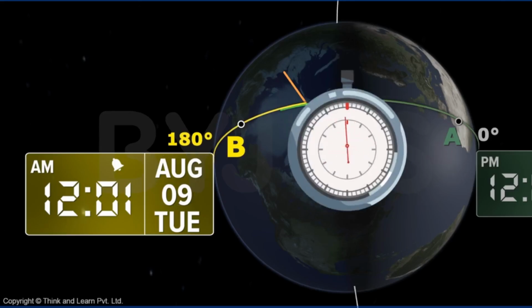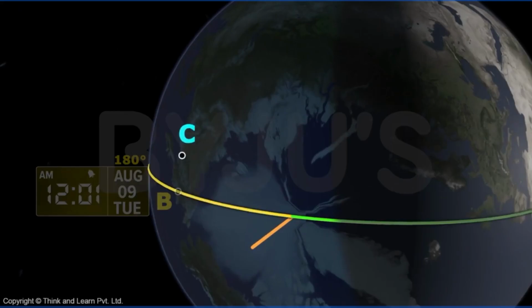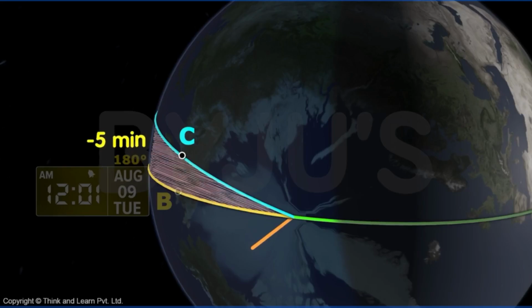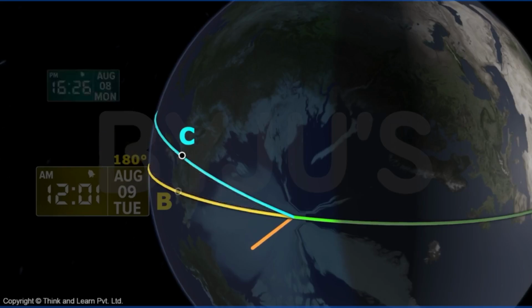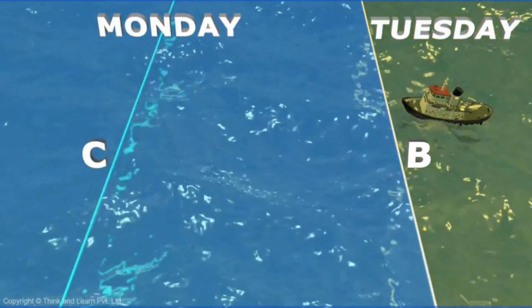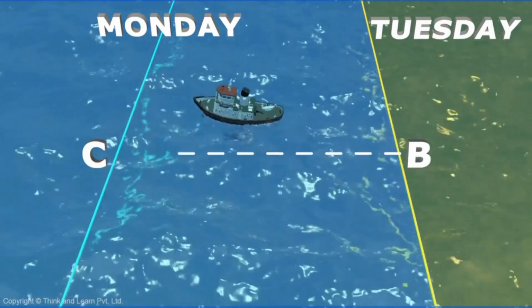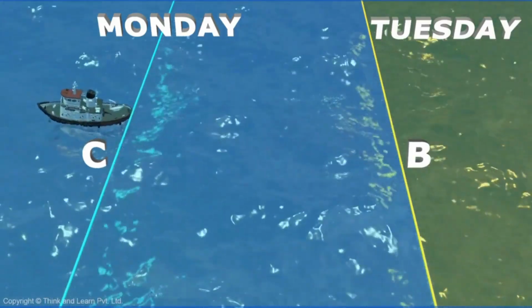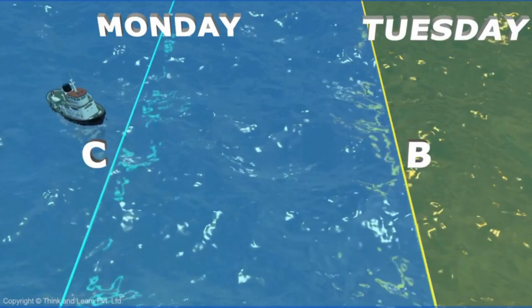Let's assume one more point, point C. Point C is a little bit behind point B. Let's say by 5 minutes. So the time at point C at this moment will be 11:56 p.m. on 8th August, Monday. It means if a person living at point B travels from point B to C, he would be back to Monday from Tuesday.